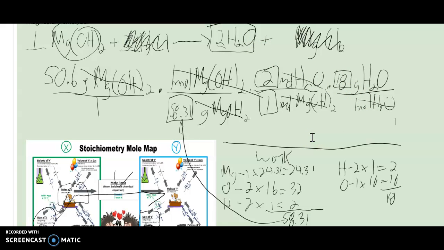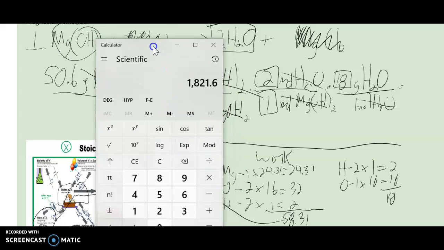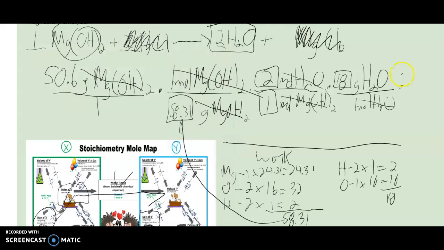Okay, so let's see what we get. On the top, I'm going to have 50.6 times 2 times 18. Let me see if that makes sense. Yeah, that makes some sense to me. 1826.6 over 58.31 times 1 times 1, so I'm not going to waste my time. 58.31. Alright, let's see what that is.